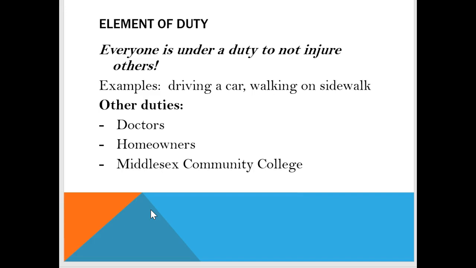Some professions have special duties. For example, doctors have a special duty of care to follow the rules of the medical profession and provide standard medical care to patients. Homeowners have a duty of care.